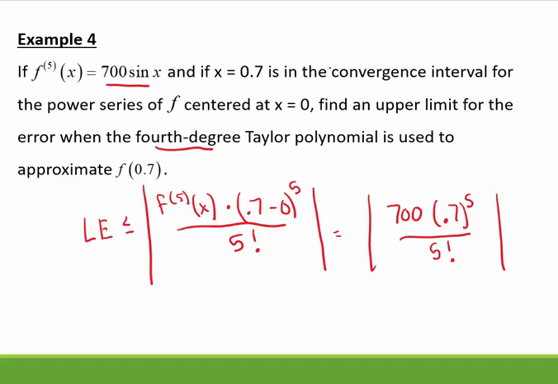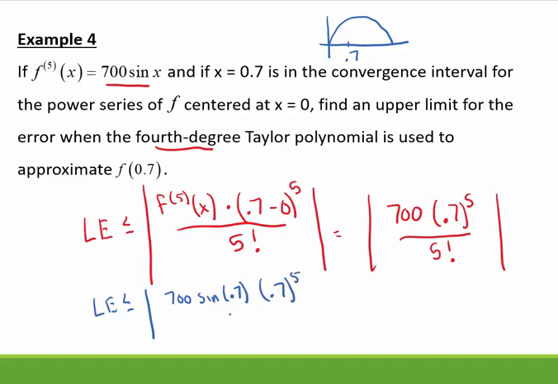But let's look up here at what our graph looks like for sine of x. Close to 0, here is about 0.7. So a little bit better Lagrange error bound would technically be the value of the derivative, so 700 sine 0.7. Okay, the actual value of the derivative, times 0.7 to the fifth power, all over 5 factorial. So our Lagrange error bound, so this is the maximum, our error is going to be less than or equal to that.